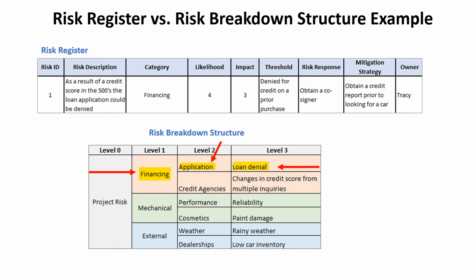So let's take an example in comparing the risk register and the risk breakdown structure using an example of purchasing a car. As you'll see, the top row, the risk register gives full detail with a risk description of, as a result of a credit score in the 500s, the loan application could be denied. It will list the category as financing and other detailed information. You'll see in the risk breakdown structure a simpler view with the category listing of finance, the type of risk being related to the application, and the risk being the loan denial. So you can see the difference in the high level in the risk register and the more simpler view in the risk breakdown structure.